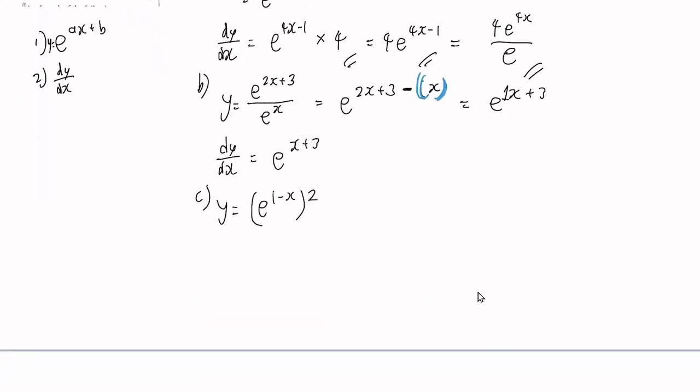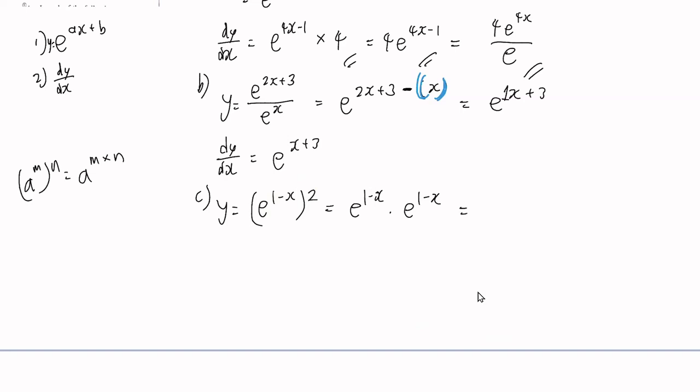Times, that means it's just e to the power of 1 minus x, then e to the power of 1 minus x. Yeah, correct, product rule. Actually, you see, you've defeated the purpose of the question. They wanted you to use the exponential rules. Do you remember a power m bracket power n is just a power m times n? So 2 minus 2x.